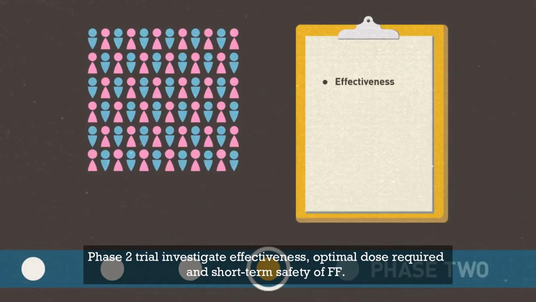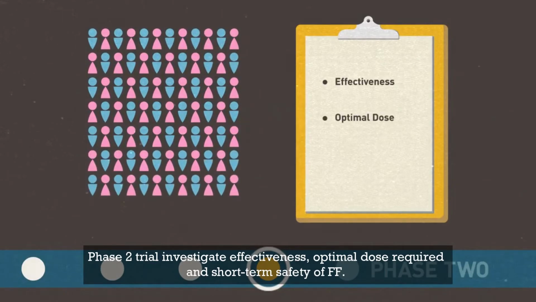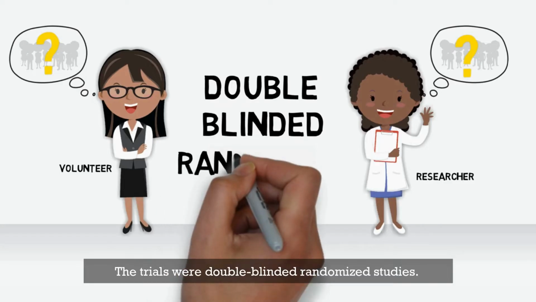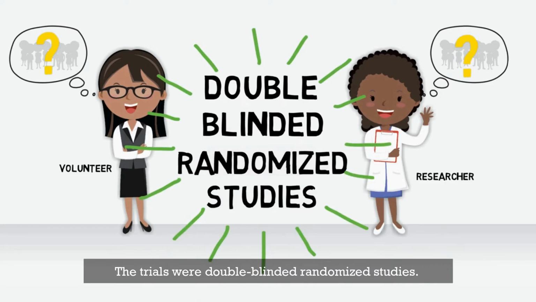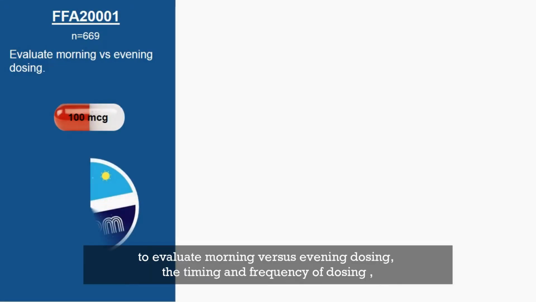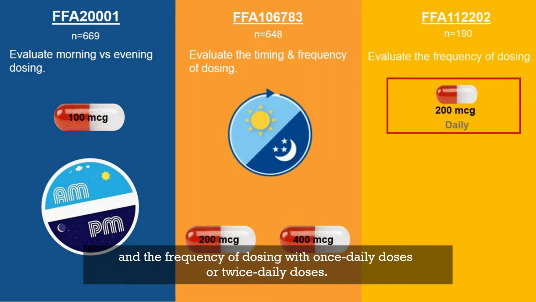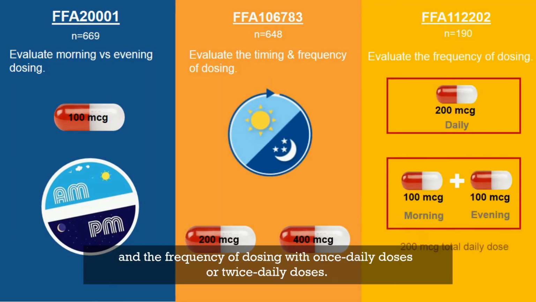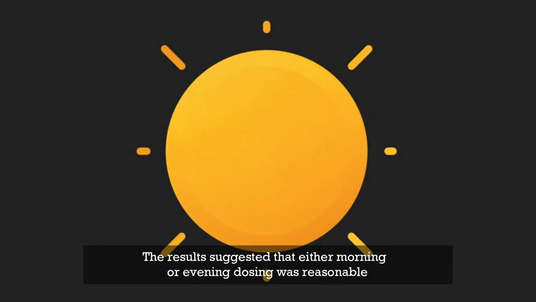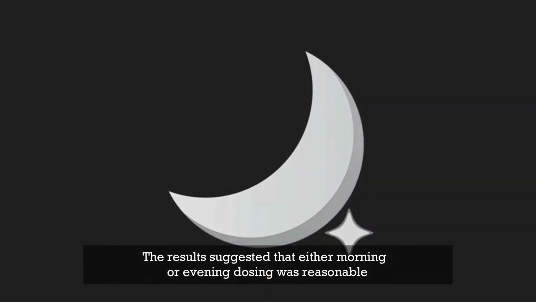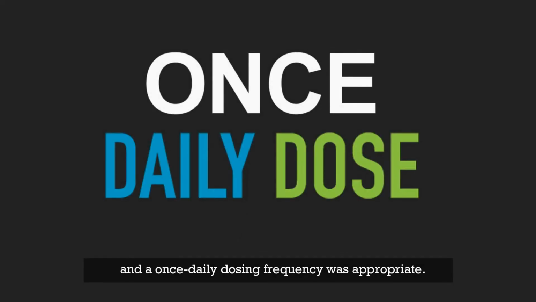Phase 2 trial investigates effectiveness, optimal dose required and short-term safety of FF. The trials were double-blinded randomized studies to evaluate morning versus evening dosing, the timing and frequency of dosing, with once daily doses or twice daily doses. The results suggested that either morning or evening dosing was reasonable and a once daily dosing frequency was appropriate.